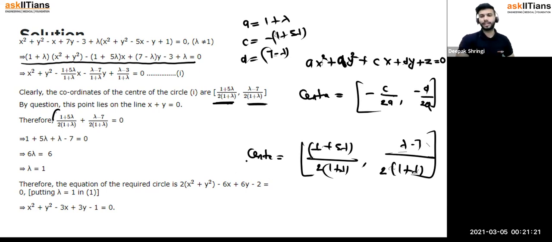Then put lambda back, and you will get the equation of the circle, right? This is an important point. You need to remember this. Fine.